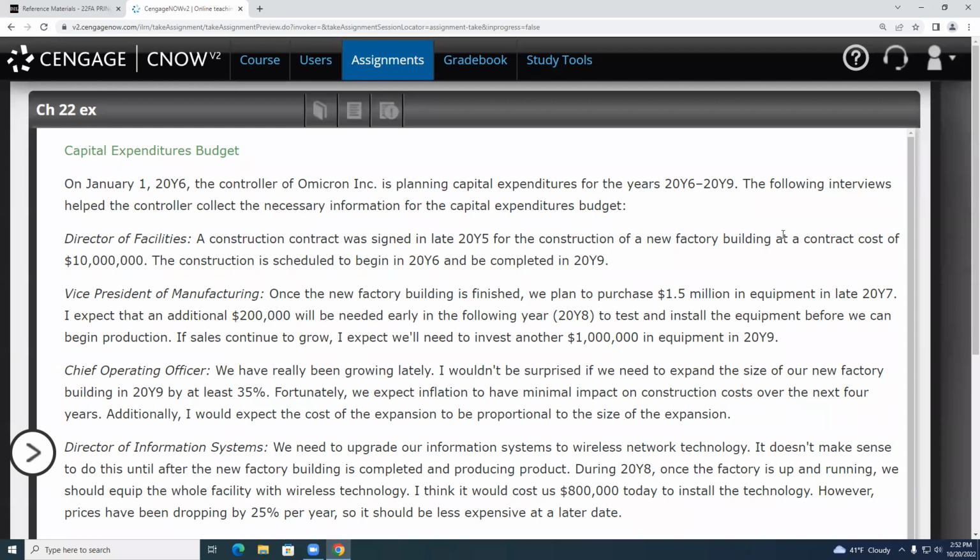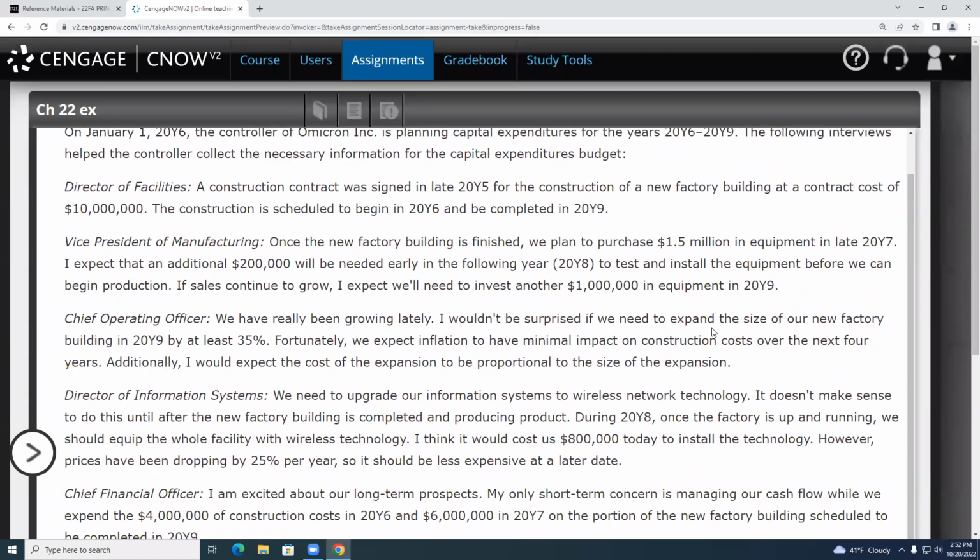So let's look at this exercise. On January 1st, 2016, the controller of Omicron Incorporated is planning capital expenditures for the years 2016 through 2019. So the next 4 years. The following interviews help the controller collect the necessary information for the capital expenditures or CapEx budget. The director of facilities said, a construction contract was signed in late 2015 for the construction of a new factory building at a contract cost of $10 million. The construction is scheduled to begin in 2016 and be completed in 2019.